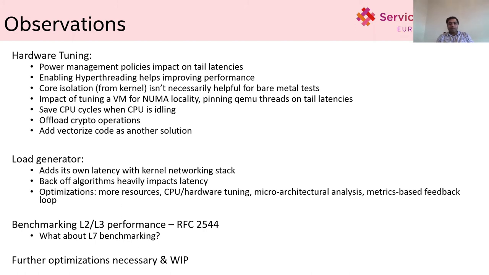Tuning a VM for NUMA locality or pinning QEMU threads on isolated cores has a good impact on tail latencies. You could save CPU cycles when your CPU is idling, or offload crypto operations, for example leveraging Intel QuickAssist technology, or add vectorized code as another solution.